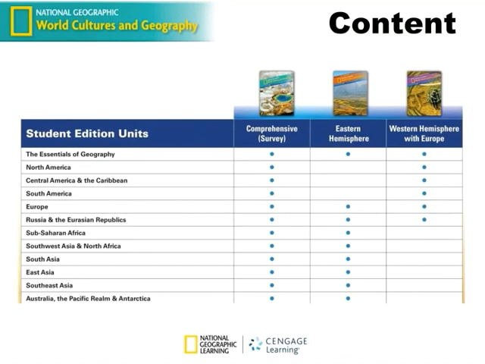Here you can see a list of each region covered in the program and which student texts contain that content. It's important to note that all content for each region is the same in each student book. For example, what students would learn about Europe in the survey edition is exactly the same in the Eastern Hemisphere edition and the Western Hemisphere with Europe edition. The only difference you'll find is in the page numbers.